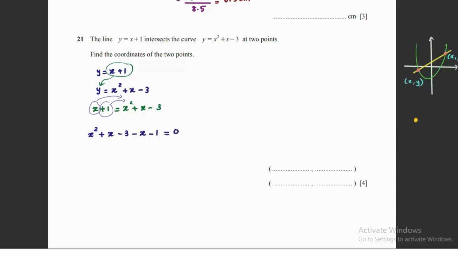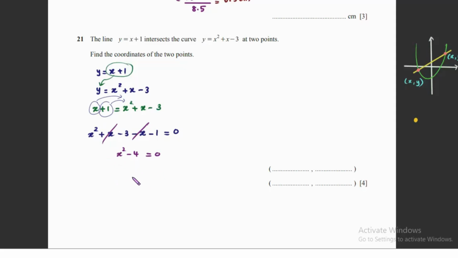I now need to simplify this. I can cross out plus x and minus x because they are two same terms with opposite signs, so they become 0. So I'm left with x squared minus 4, which is equal to 0. This is the difference of squares. Now, we may use the quadratic formula here, but I'm not going to use that. I'm going to use the factorizing method.